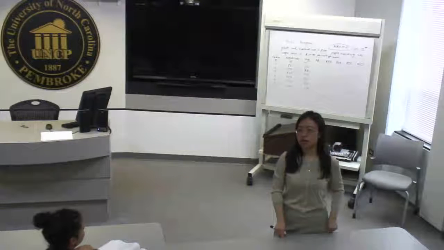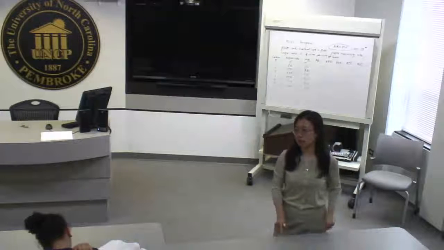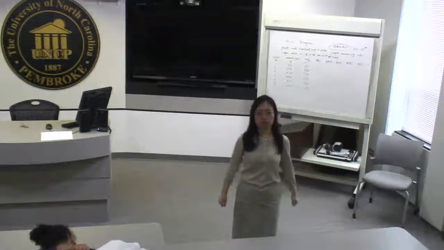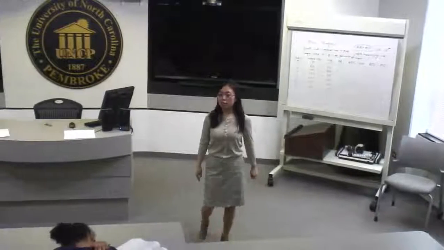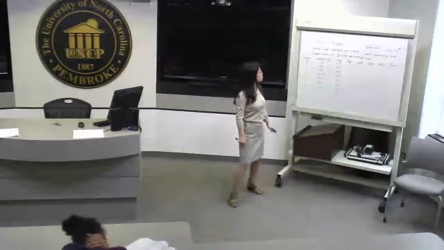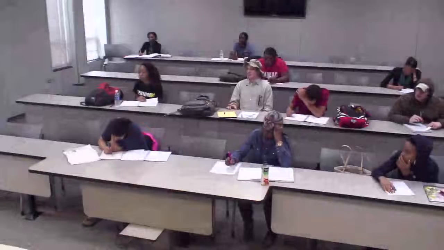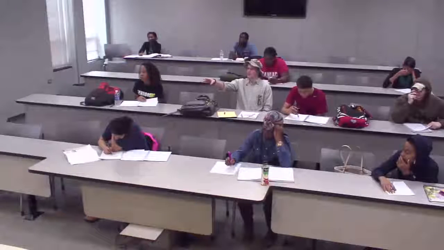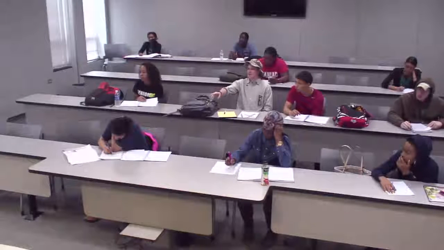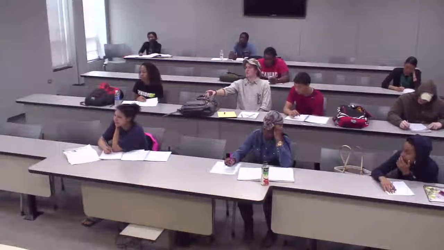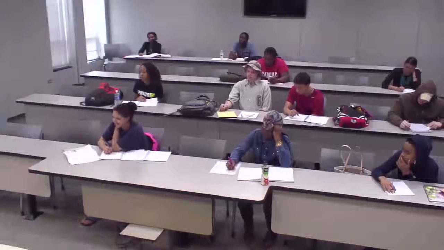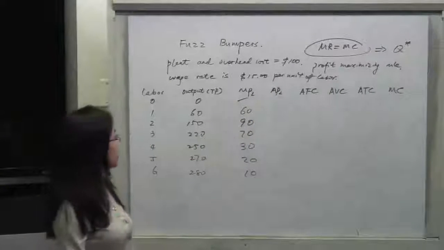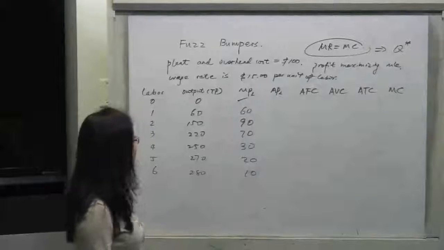Okay, second column, APL, average product of labor. Again, think about the name. How do we find the average product of labor? You divide output by the labor. That is APL, average product of labor. So go ahead, calculate this value, because we need values in this.